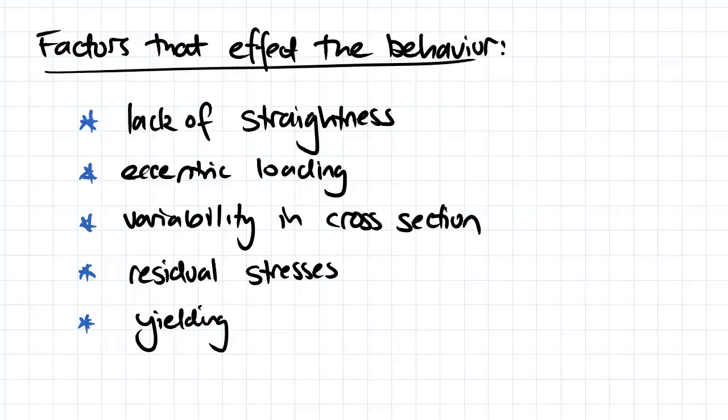And then also residual stresses, so when you form a section, you might not have the same yield stress at each location, and therefore you might get yielding at a certain location before another. And then just the yielding of the column itself. So once you reach yielding, your column has failed before it has buckled.